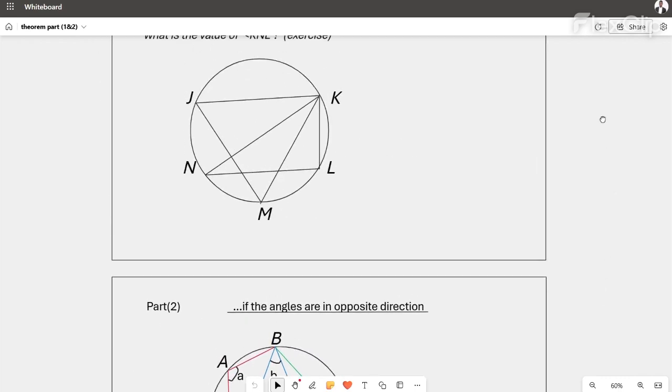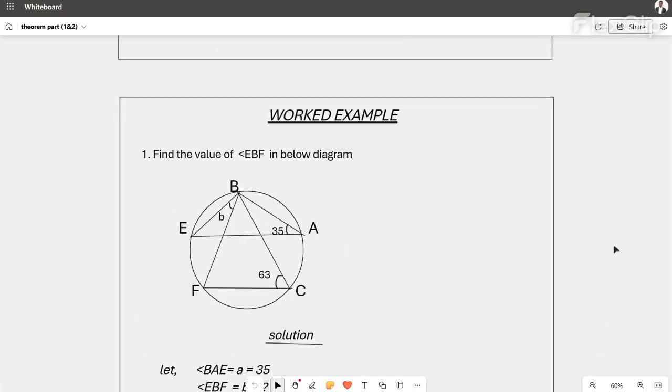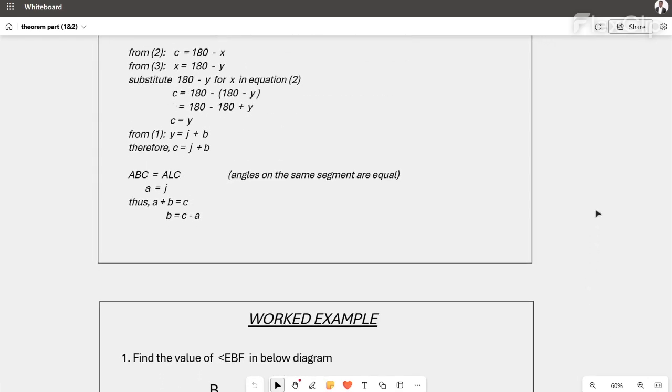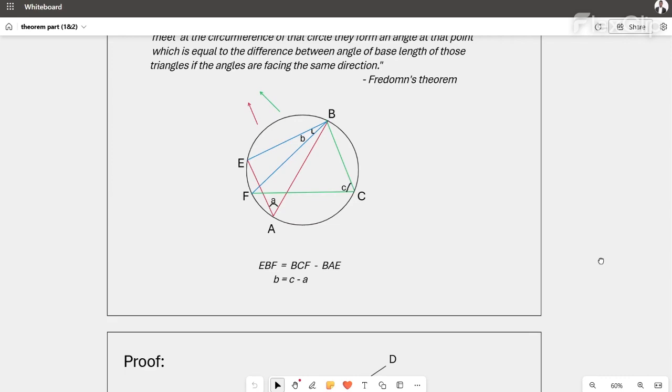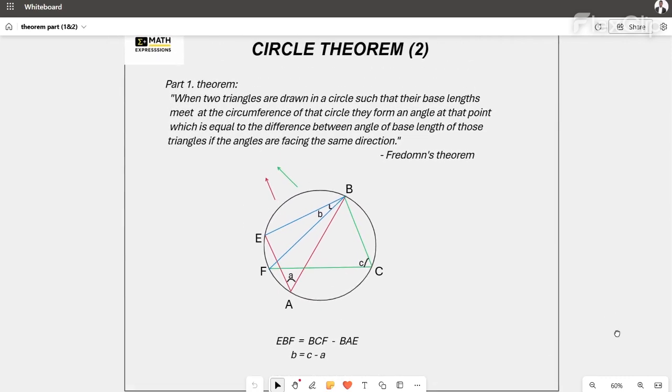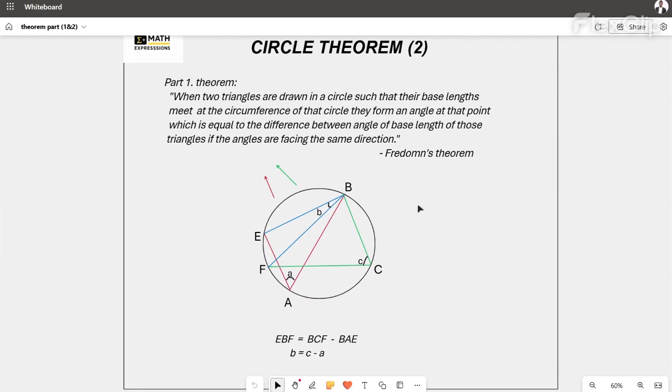In our previous video, we discussed Fredom's theorem part 1, and we only focused on how the theorem works when the angles are facing the same direction. As you can see from this diagram, which we used in our previous video, angle C in the green triangle and angle A in the red triangle are facing the same direction. And angle B between these blue lines is the angle between these two triangles that are drawn in the circle. So I don't have to emphasize much on this.